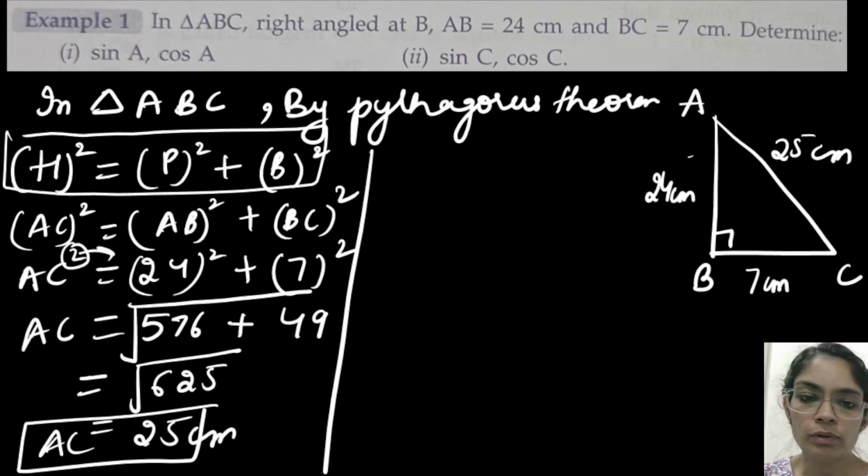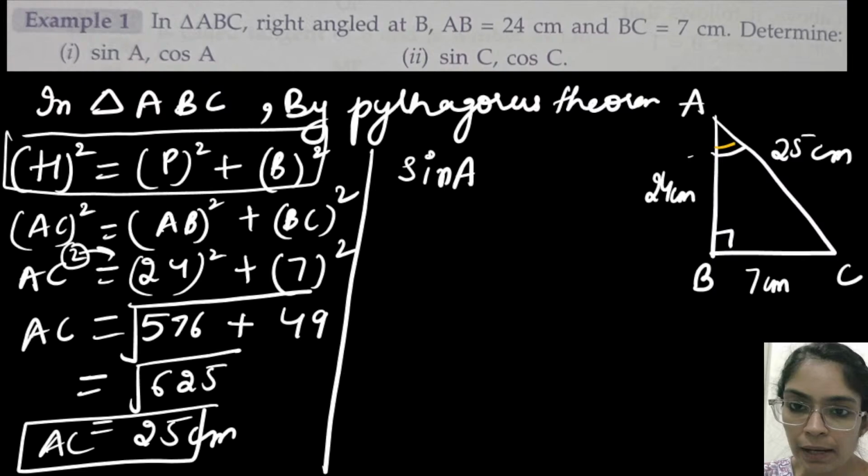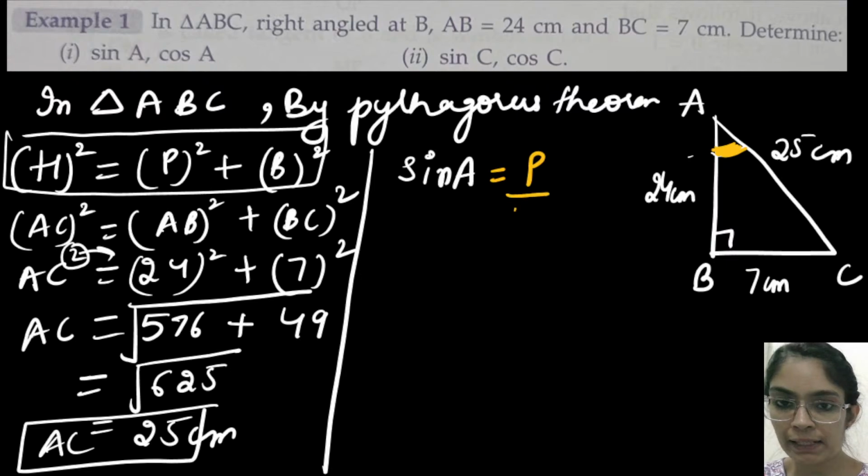Now what we have to do? We have to find the value of sine A. Here is angle A, which I have marked with a different color. With respect to this angle we have to find the value. What is the formula of sine? The formula is perpendicular by hypotenuse. Perpendicular means the opposite side of that angle, so perpendicular is opposite to A.